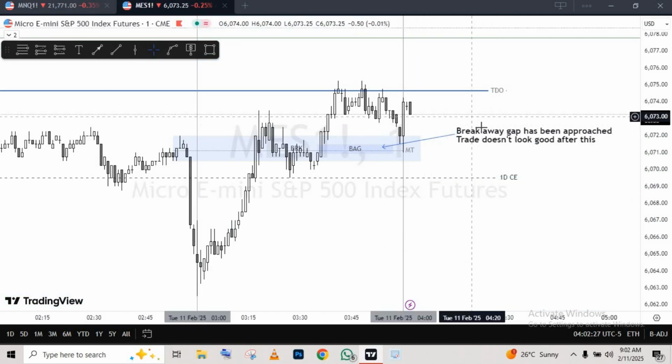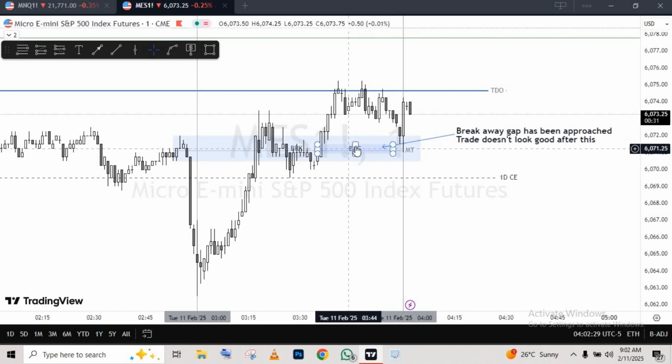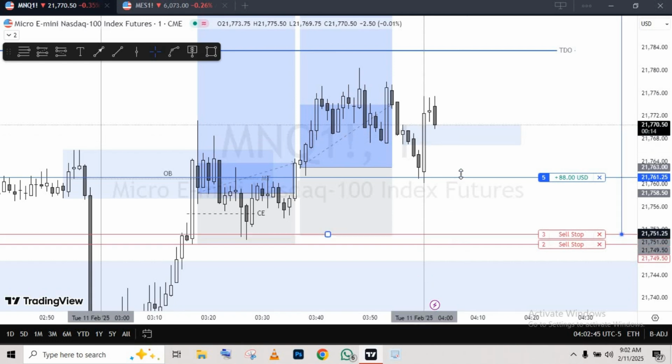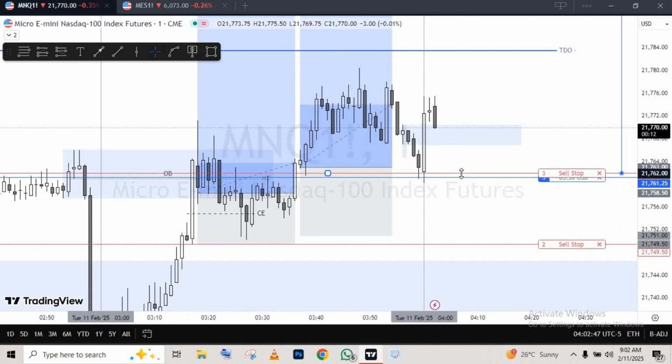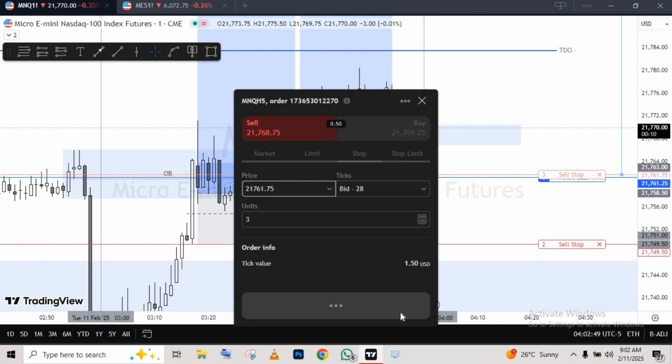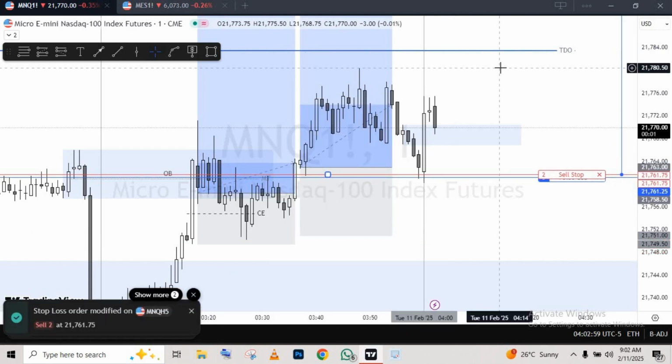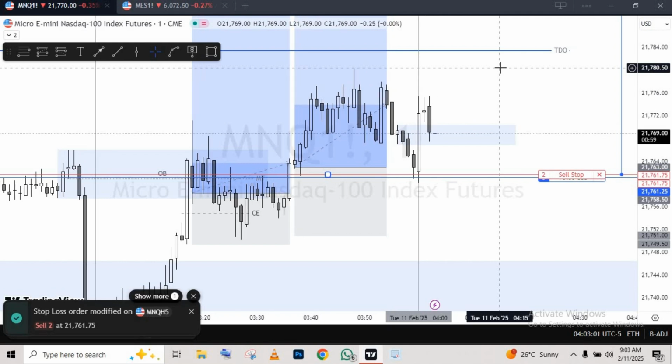So the trade really doesn't look good after seeing this breakaway gap being approached on the 4 o'clock New York local time candle. So if price is really going to be bullish, then I'm expecting this breakout to be able to act as support on price along with the fair value gap. So I'm moving my orders back to break even. I want to break even on this trade. I don't think this trade is going to pan out. Let me break even. All right, so I've called quits on the trades on break even.